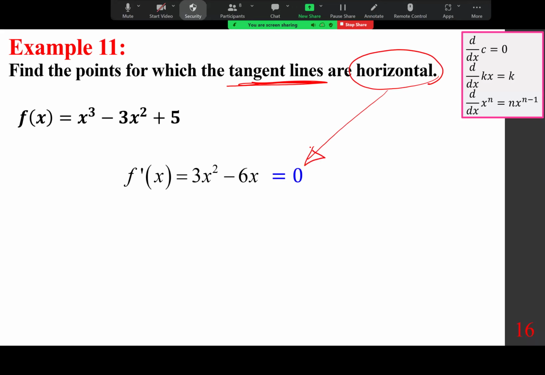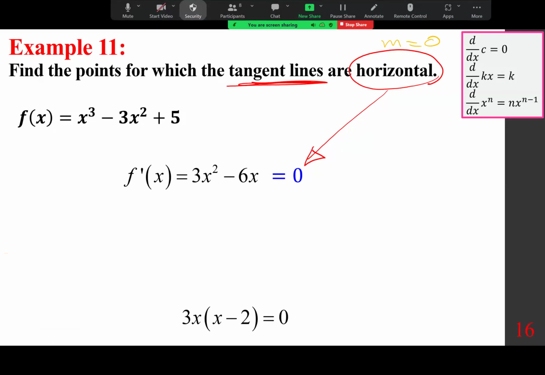So again, we want to find points for which the tangent lines are horizontal. Tangent lines, we don't have any information. We differentiate f of x. f prime of x is 3x squared minus 6x. Because they are horizontal, and we know the slope of any horizontal line is 0. Horizontal lines, the slope is 0. So set this equal to 0.